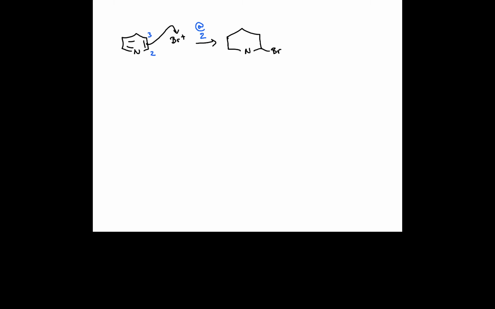So if we add our bromine to position 2, then that means that we're going to have our positive charge at position 3. And we can draw resonance structures. Okay, so those are our 3 resonance structures for addition at position 2. Let's do the same thing for addition at position 3.